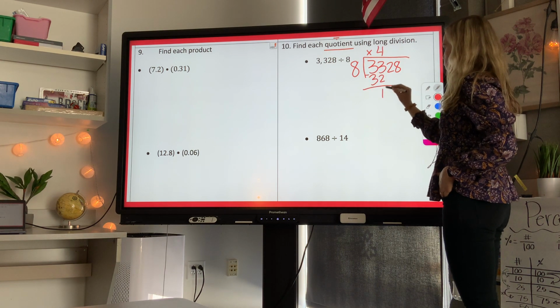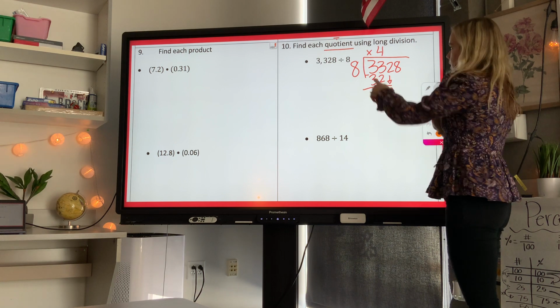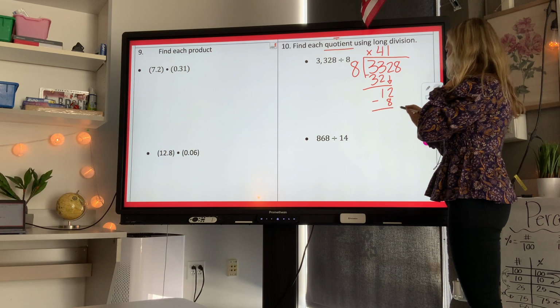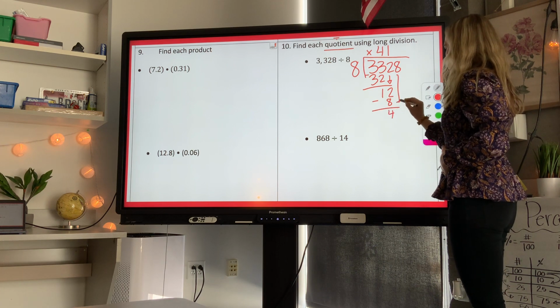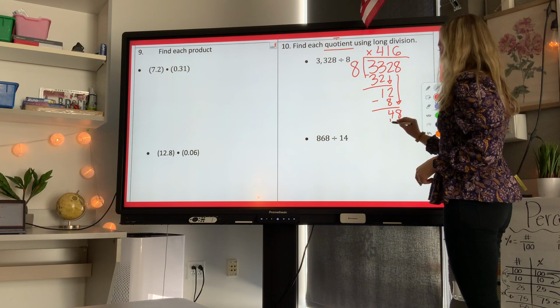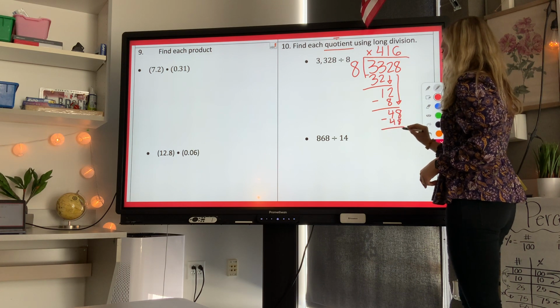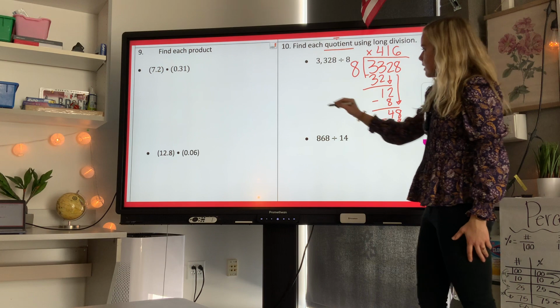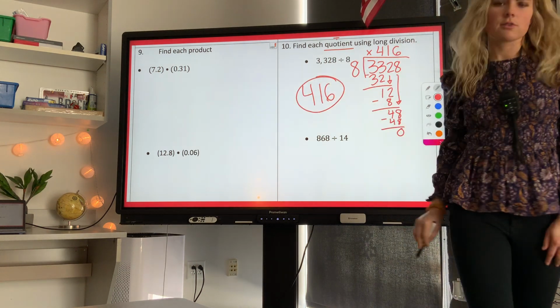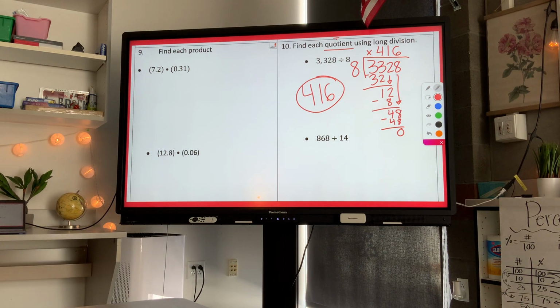I subtract and I get 1, bring down the 2. 8 goes into 12 1 time, 1 times 8. 12 minus 8 is 4, bring down the 8. 8 goes into 48 6 times, 6 times 8 is 48. Ooh, it goes in nice and evenly, so I don't even have a remainder or a decimal, so that's great. So my quotient for that division problem, or what it equals, is that number.